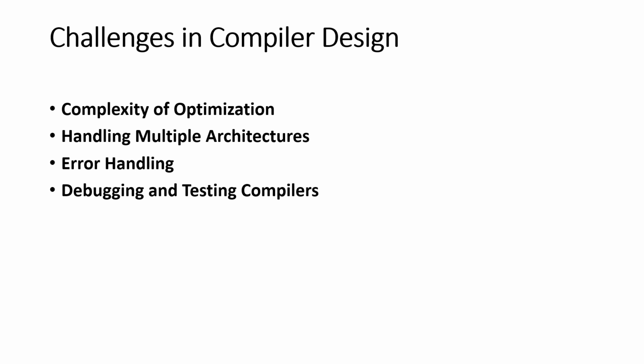These are the main challenges while designing a compiler: the complexity of the optimization, handling multiple architectures, error handling is very difficult, and debugging and testing compilers is also very difficult. Debugging means that when we translate the high level language into the machine code, we are directly debugging the machine code, so it is very difficult while checking the low level code.